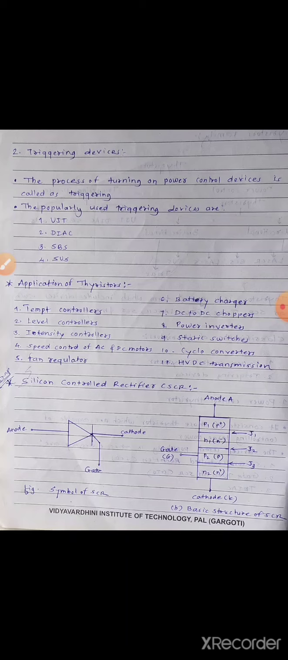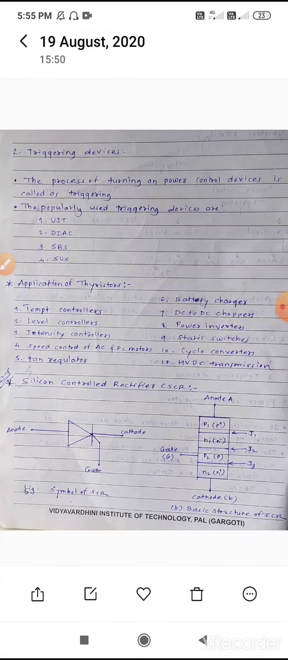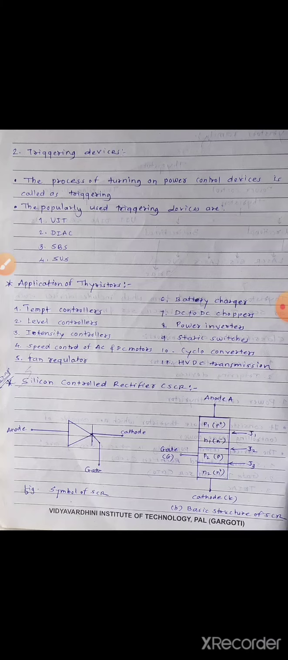There are some important features of the SCR. It is a latching device. It can handle very large power. It is a current controlled device. Voltage drop is very low. Okay. Now in the construction, there are 4 layers, that is P1, N1, P2 and N2. There are 3 junctions: junction 1 is between P1 and N1, junction 2 is between N1 and P2, and junction 3 is between P2 and N2.